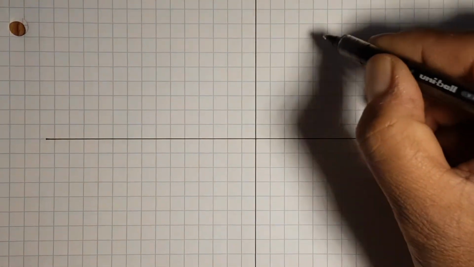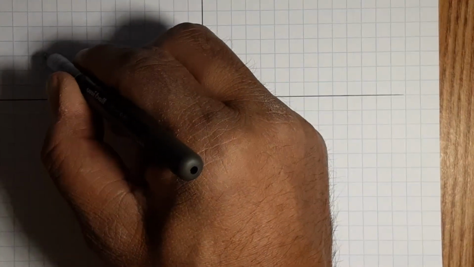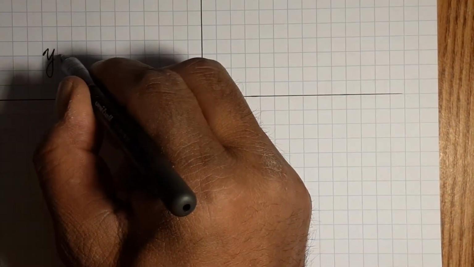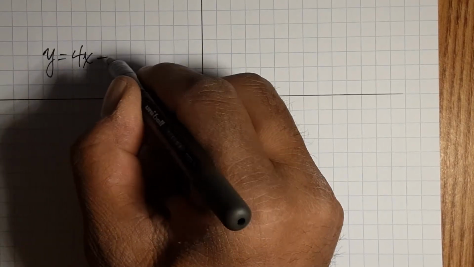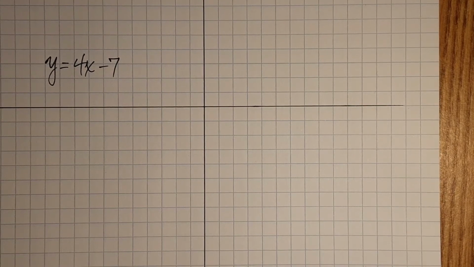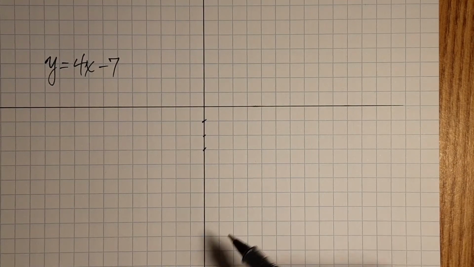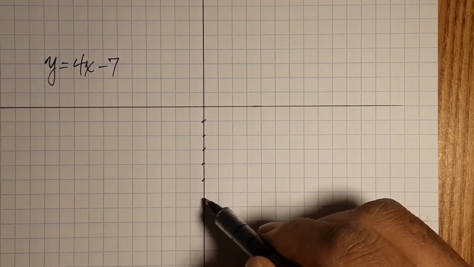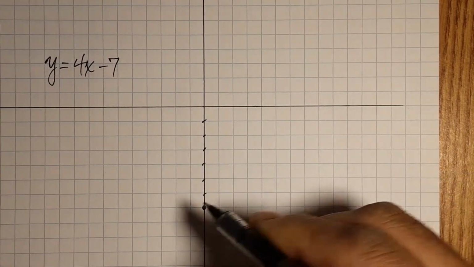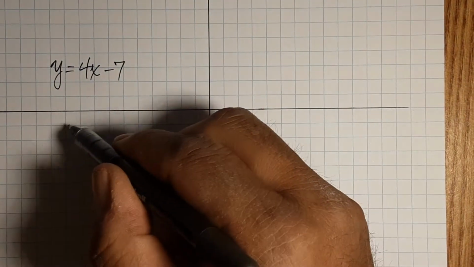So we're trying to graph y equals 4x minus 7. So the y-intercept is -7. So -1, -2, -3, -4, -5, -6, -7. So this is -7.